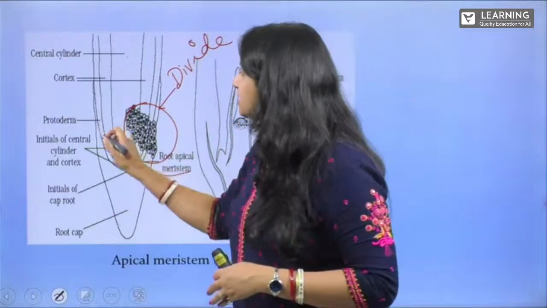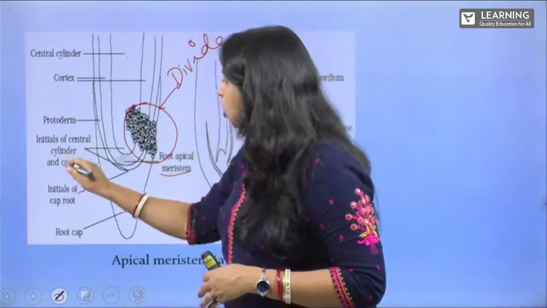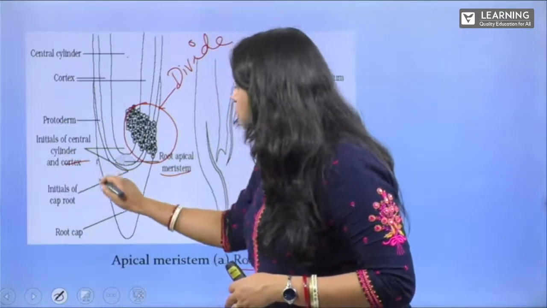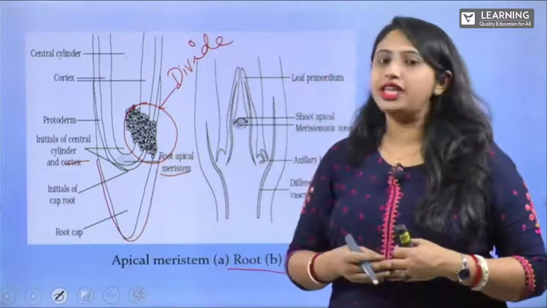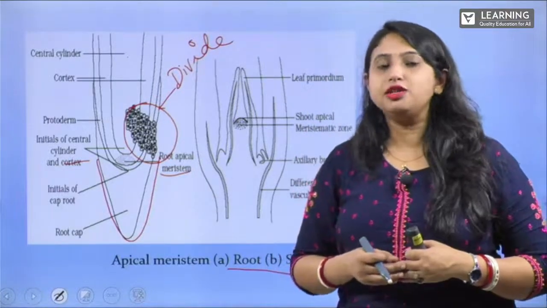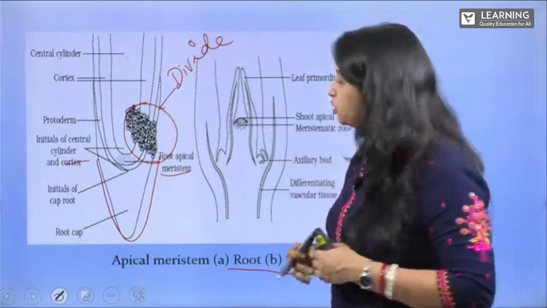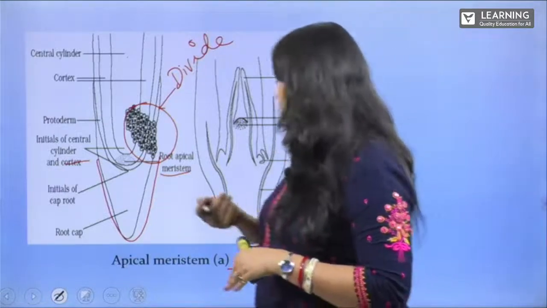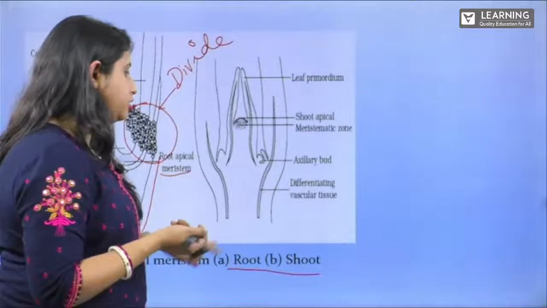As you can see, this is the protoderm and these are the cortex. Then this is the central cylinder, and this is the root cap. As you have seen, the roots have got a root cap. This root cap provides protection to the root. And here you can see number B is your shoot.